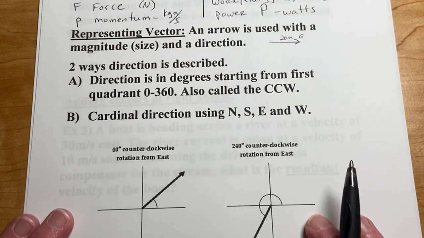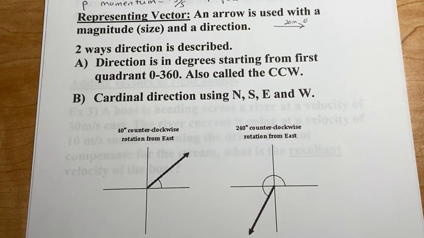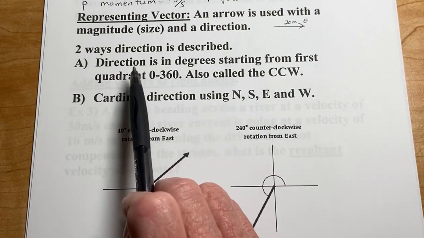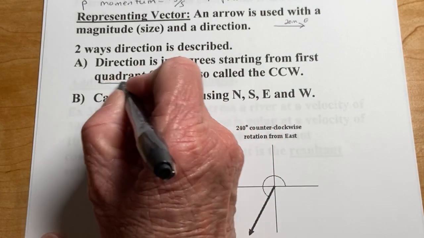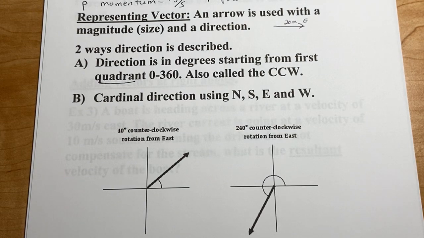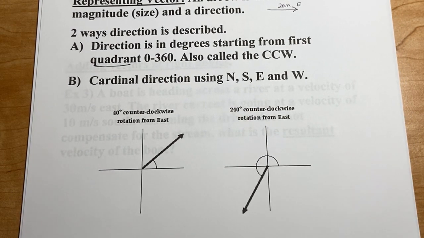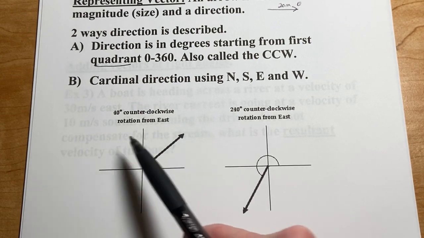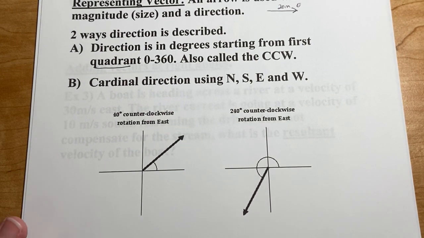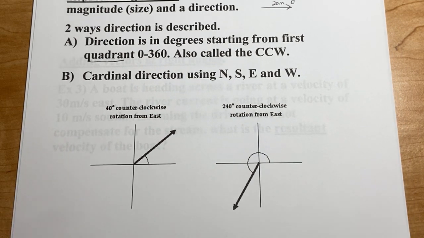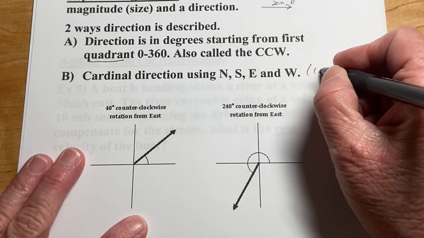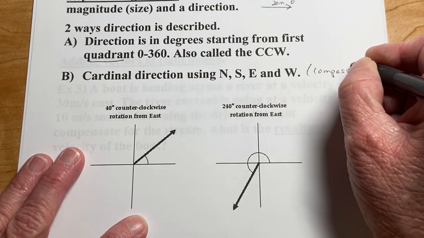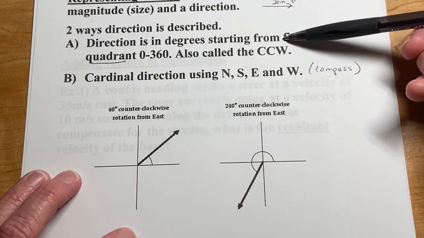There are two conventions or ways that vectors are described. The first one is, I call it the quadrant direction. It's just like in math when you're dealing with angles from 0 to 360, first quadrant, second quadrant, third quadrant, fourth quadrant, all that stuff. Or we have the cardinal direction, which is just using a compass, okay? So this could also be just called the compass direction. Okay, so let's start with the cardinal.